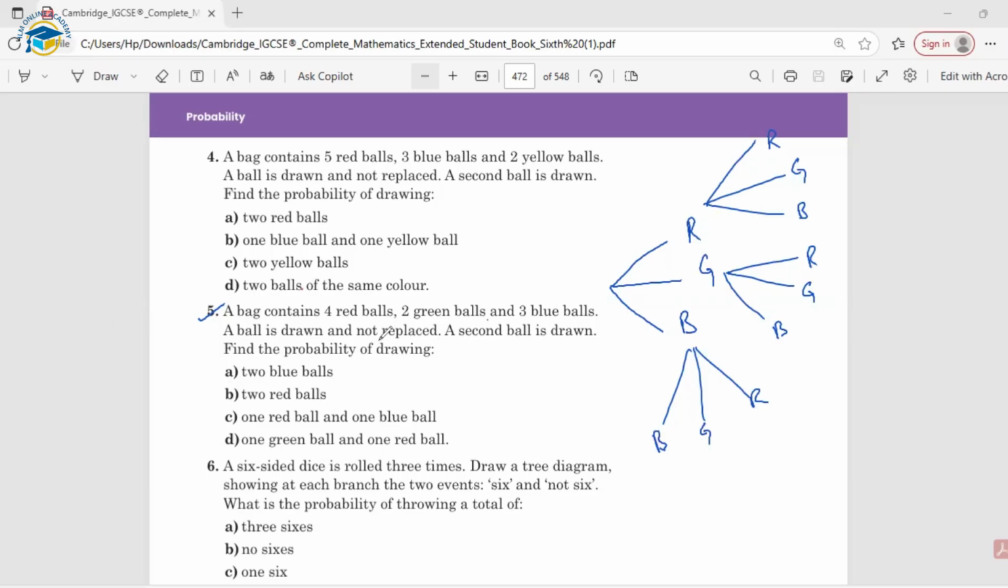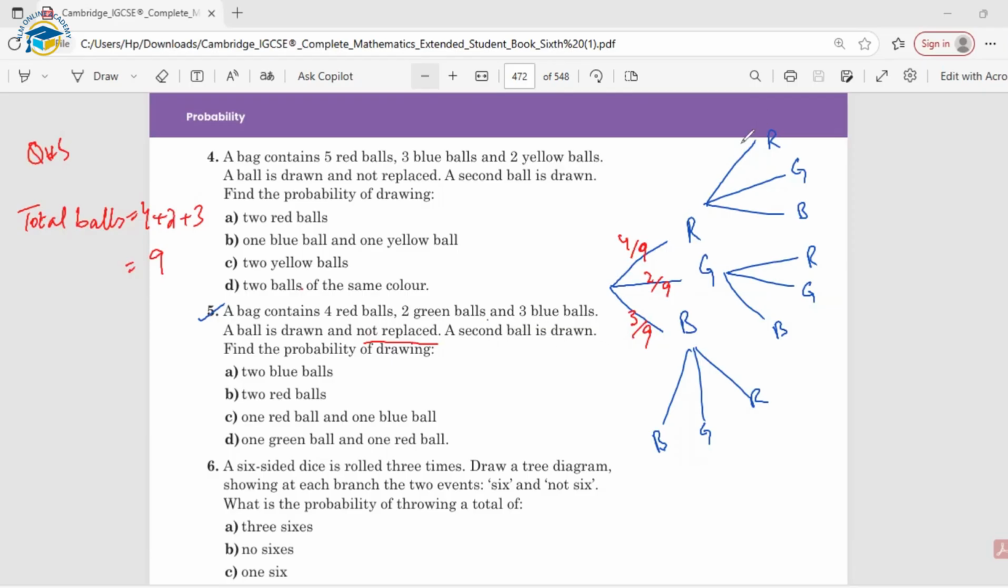So here again, similar condition, not replacing back. If not replacing back, accordingly we will find out the probabilities. First probability for the red ball will be 4 over total balls. Total balls I haven't written. So total balls, we will be writing, are 4 plus 2 plus 3, 9, okay? 9 total balls. Accordingly, your probability will be 4 over 9 for the red one, 2 over 9 for the green one, 3 over 9 for the blue one, okay?